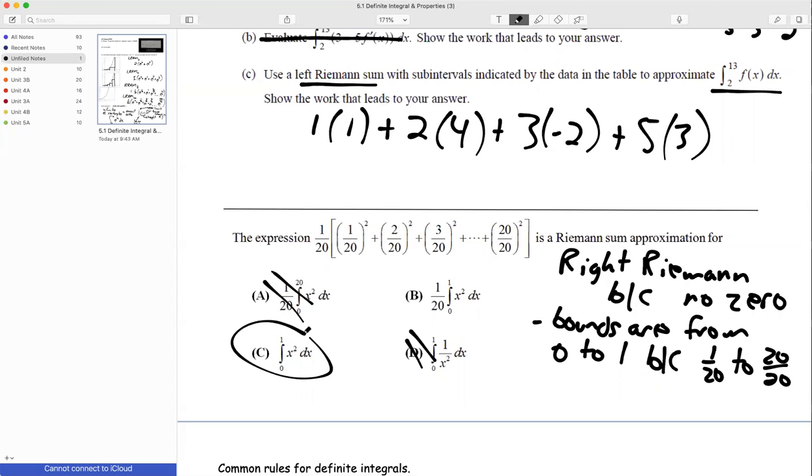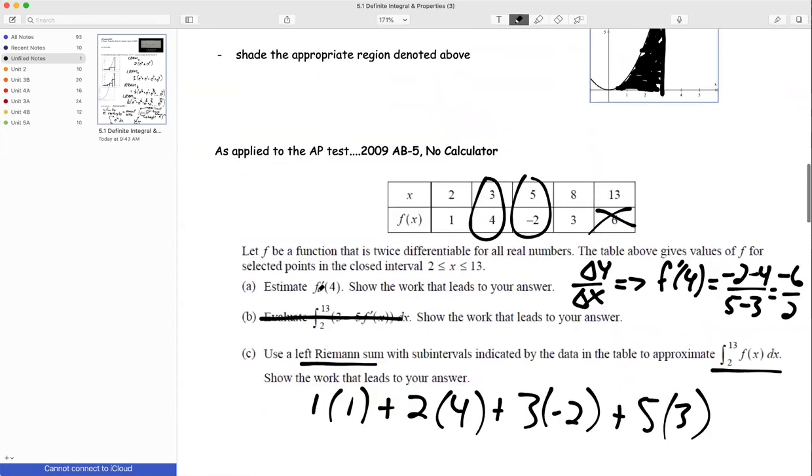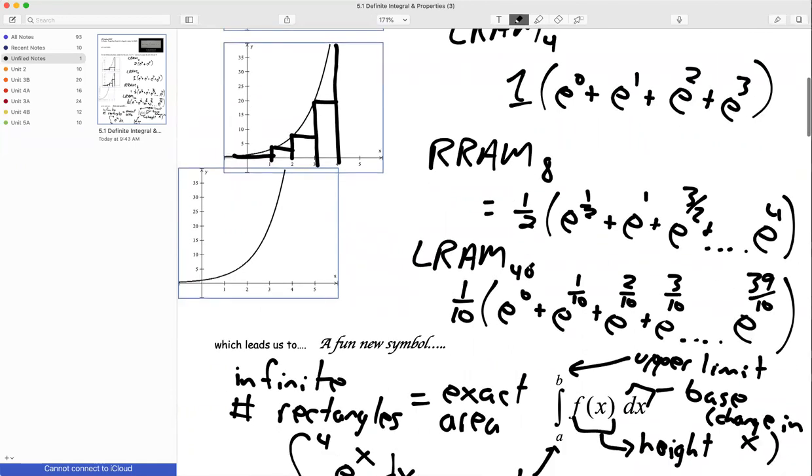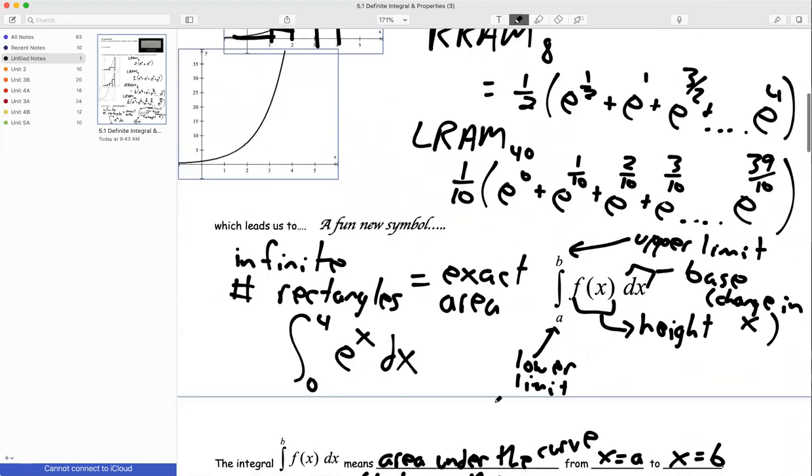This is the right answer. And the reason it's the right answer, go back to the first page. This is the reason that I did the first page. Look, I've got a left Riemann sum. I've got a right Riemann sum with 8 subintervals. I've got a left Riemann sum with 40 subintervals. This right here, the 1 over 10, e to the 0, all the way to that, and then the 1/2 all the way to e to the 4th. These are approximations for what? For this right here, the integral from 0 to 4 of e to the x dx.